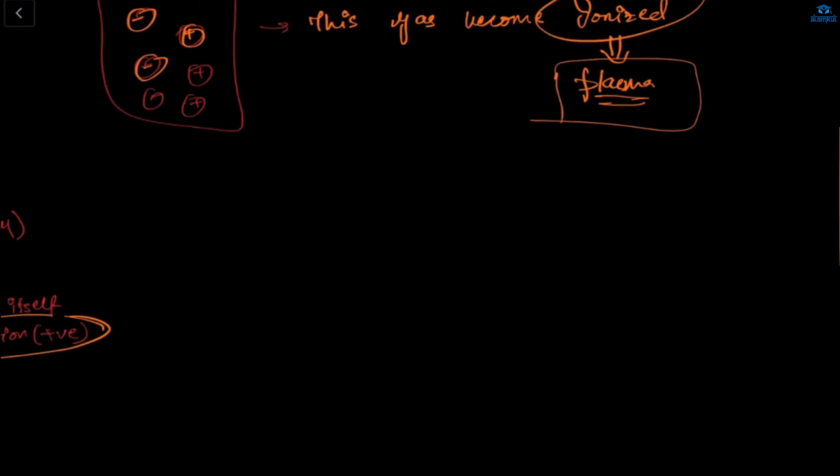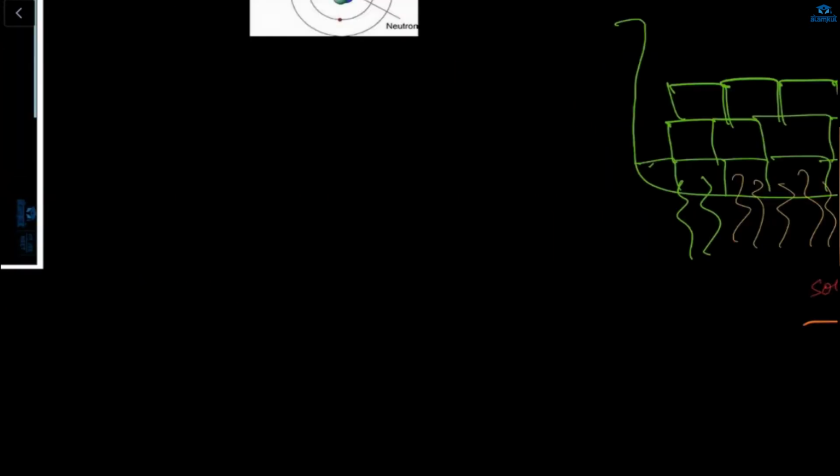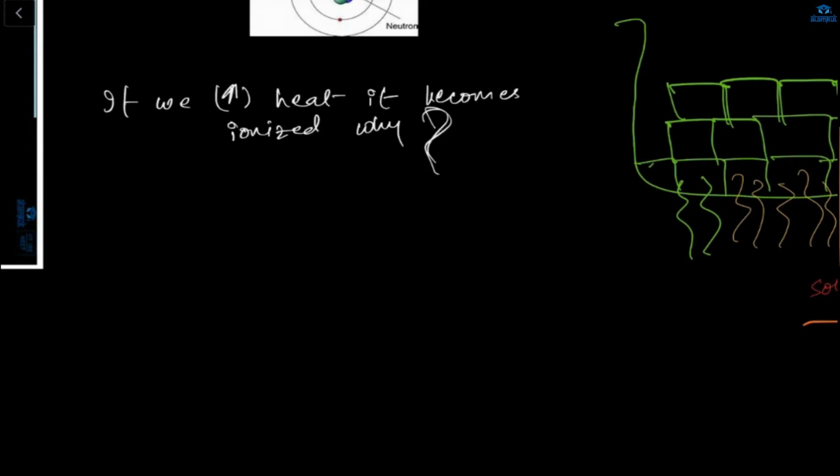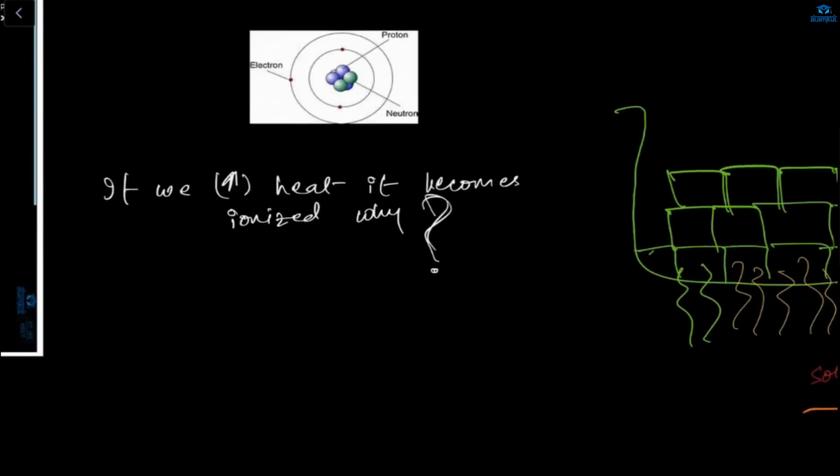Now, if we increase heat, it becomes ionized. Why? Any idea? If we increase heat, it becomes ionized, right? But why? Ma'am, I don't know. No idea? Anyone? Nobody? Ma'am, actually it gets charged and it gets ionized. This is the reason, ma'am.